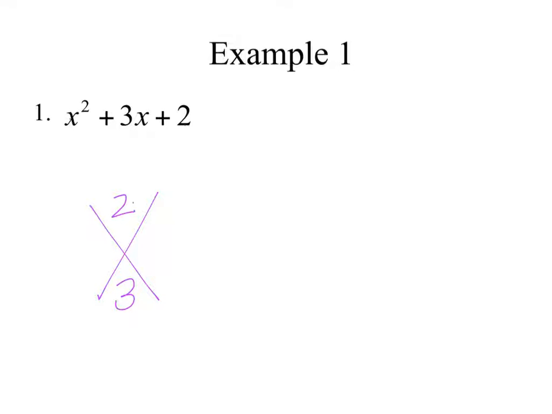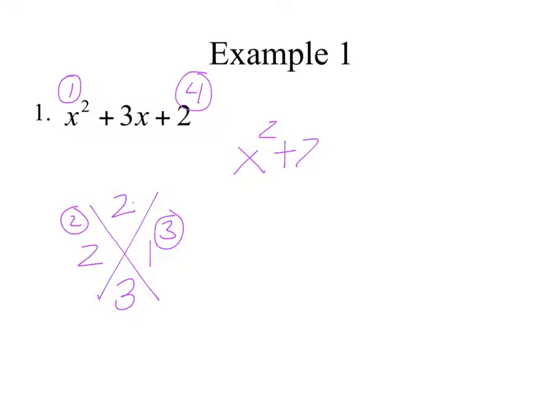I need two numbers that multiply to 2, that when I add them I get 3, so that would be 2 and 1. Pulling out of the diamond, first from the original, left-hand side of the diamond, right-hand side of the diamond, and last piece from the original problem. It kind of makes like a box. So x squared plus 2x plus 1x plus 2.